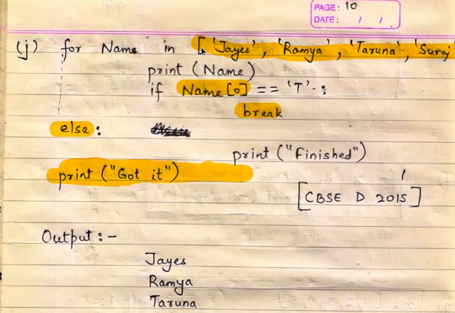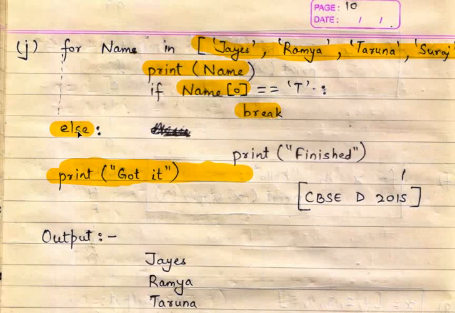So for name in this iterable, it means these values will be assigned to the name variable one by one. In the very first iteration, Jayesh will be assigned to name. In the second iteration, Ramya will be assigned to name. In the third iteration, Taruna would be assigned to name, and so on. As soon as you enter the loop, you have to print the value of name. So whatever value is assigned to name would be printed, followed by, if the first character is T, capital T of course, you have to break. Break means you have to come out of the loop.